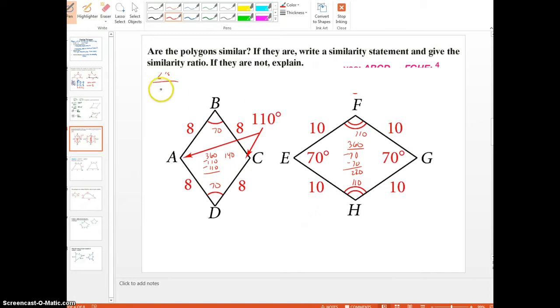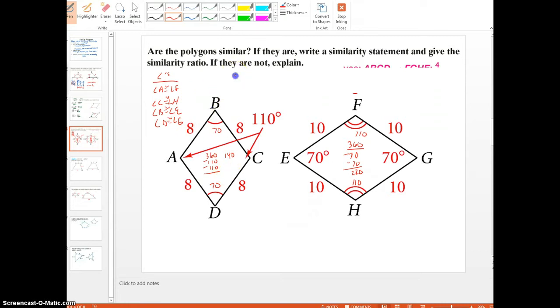So when I look at the corresponding angles now, you have angle A is congruent to angle F. You have angle C is congruent to angle H. Then angle B is congruent to angle E. And then angle D is congruent to angle G. So right now we have all corresponding angles congruent.